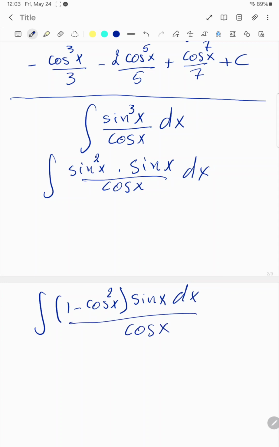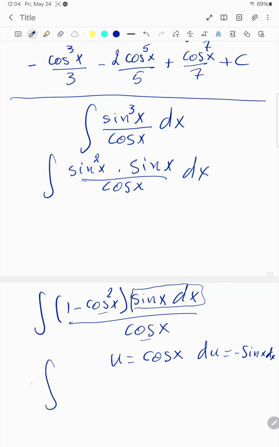And as you guessed, if I take my u equal to cosine of x, my du is equal to minus sine of x dx. So this will become minus du and this will become u. And the minus I'll put outside, so it becomes the integral of 1 minus u square times du divided by u.